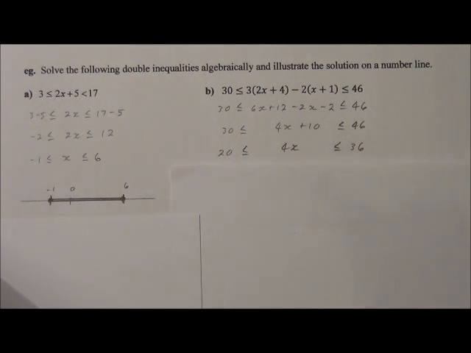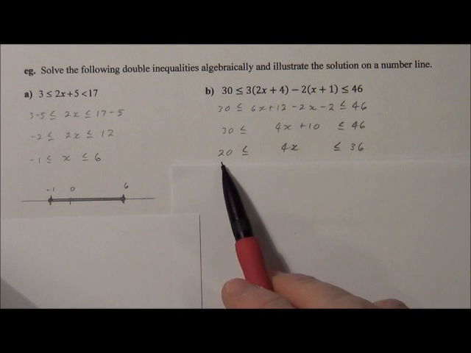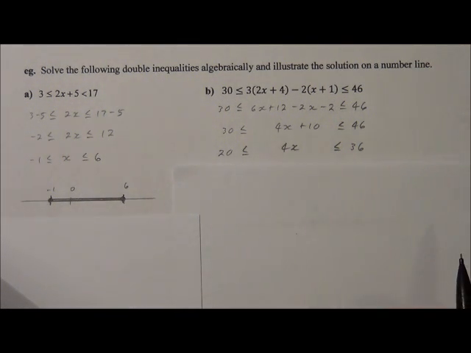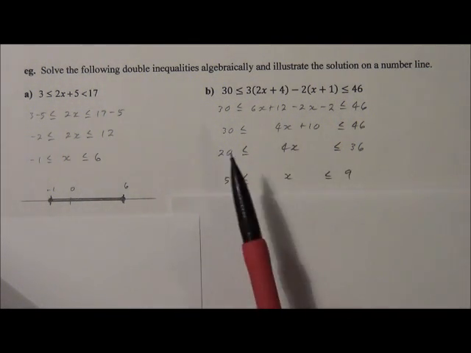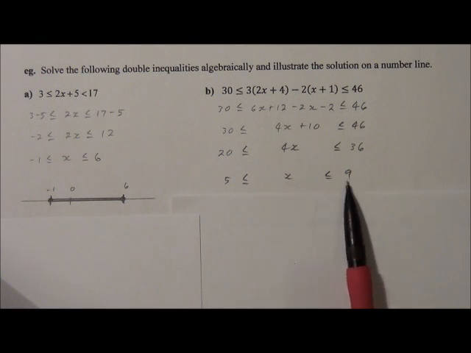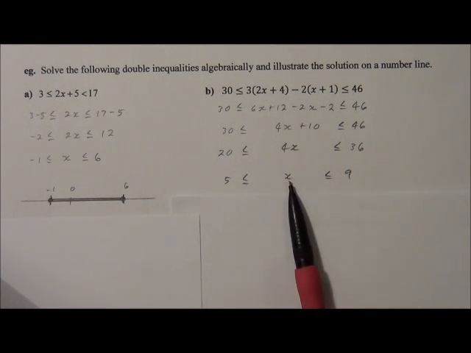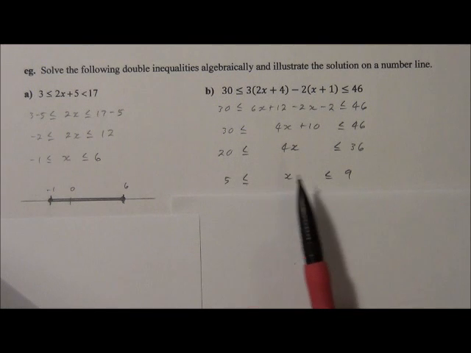And then, because that's 4 times x, I'm going to divide all three terms by 4. So 5 is less than or equal to x is less than or equal to 9. Which means that basically x is between 5 and 9.